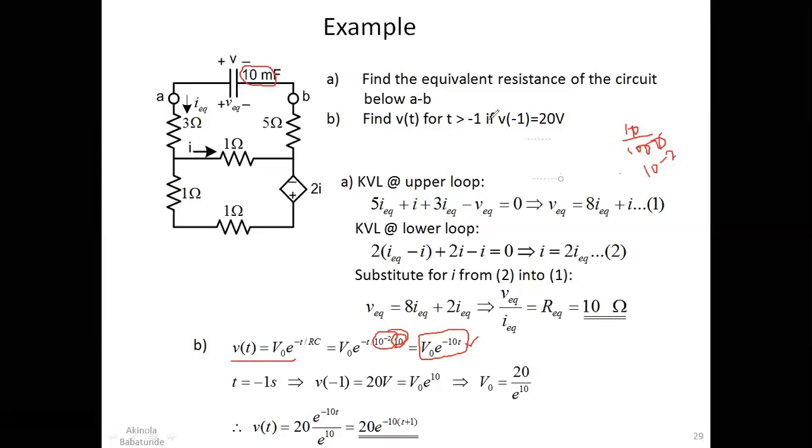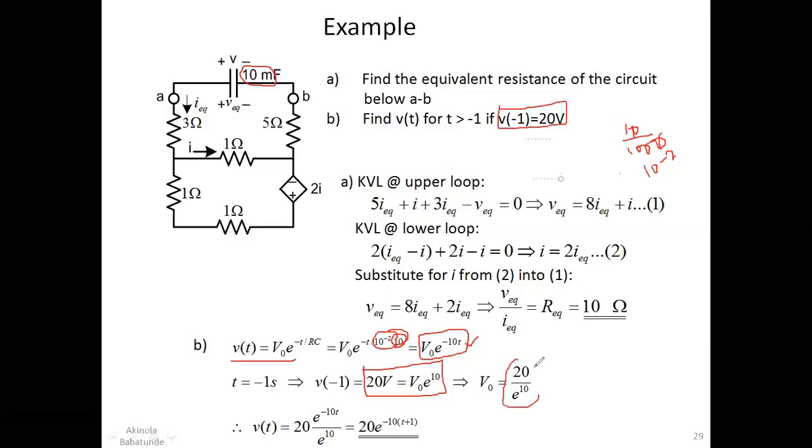Now, we were told that V of minus 1 is 20 in the question. So that simply means when t is minus 1, our voltage is 20 volts. Substituting t equal to minus 1 would mean we have minus 10 times minus 1 here, so we have exponential 10. So V of minus 1 is equal to 20, which is equal to V naught exponential 10. If you equate these two together, you can find your V naught from this expression. V naught will therefore be equal to 20 divided by exponential 10.